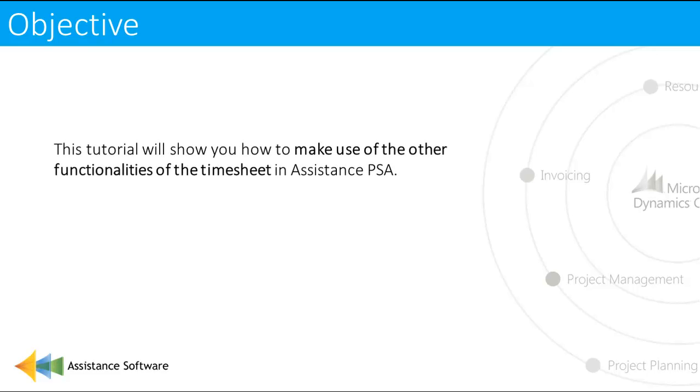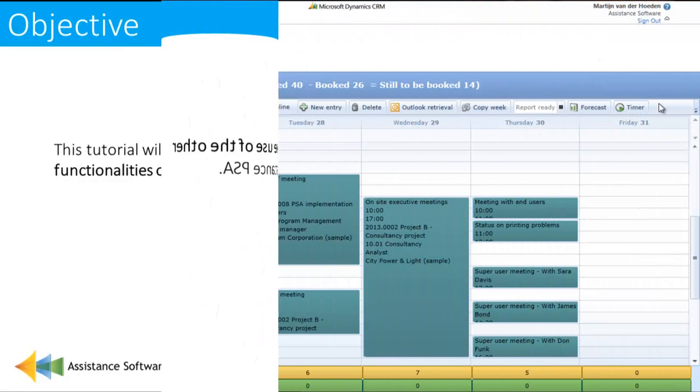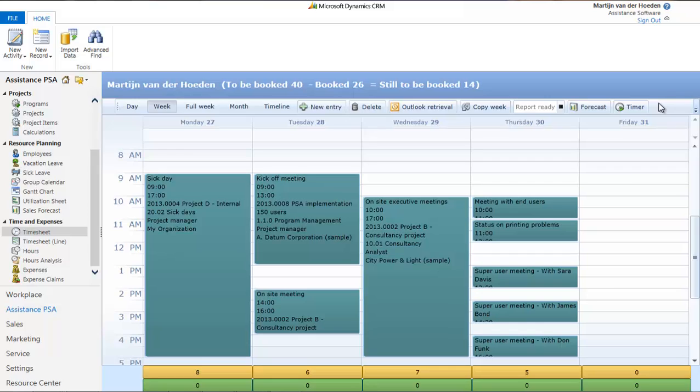This tutorial will show you how to make use of the other functionalities of the timesheet in Assistance PSA. Until they are approved, your time records can be modified in the timesheet of Assistance PSA. One easy way to do this is to use the drag and drop functionality. Once you click on a time entry, simply use your mouse to change the duration or even the day of the record.